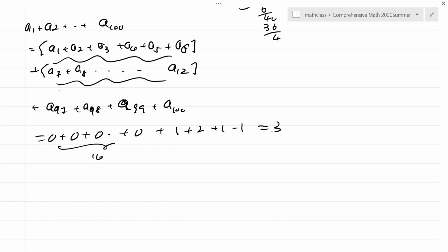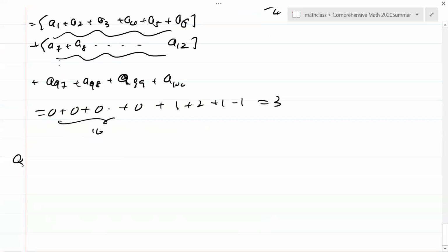Yeah, the answer is 3. So we find the general formula. Right? We find the general formula. So this type of sequence is defined by formula. Okay. And defined by formula. Now let's take a look at another. Take a look at this one.